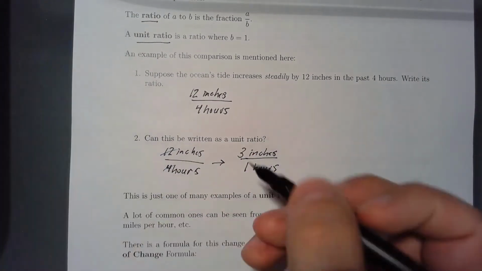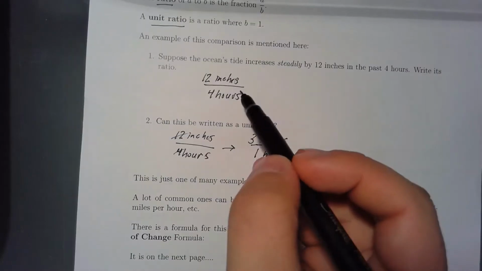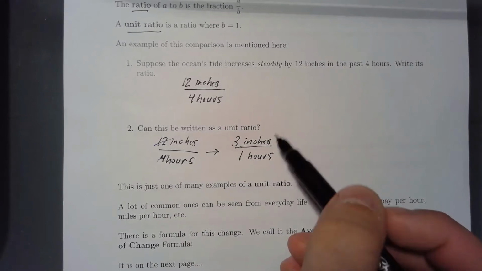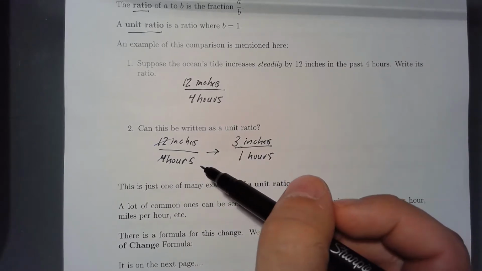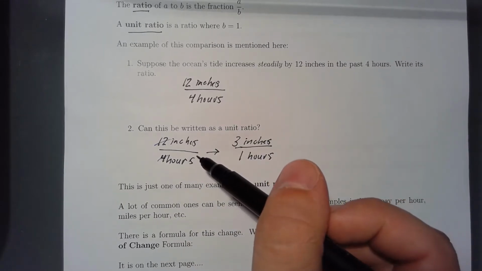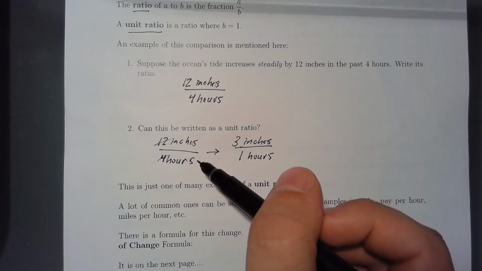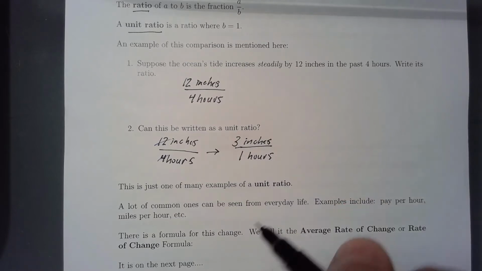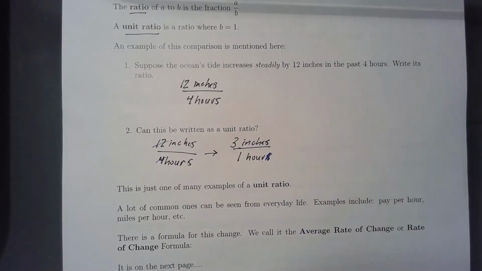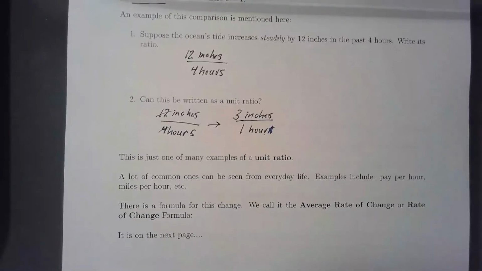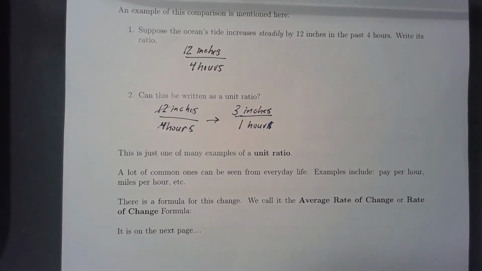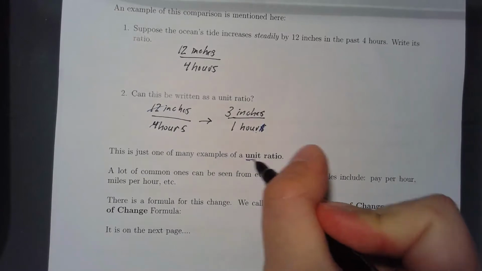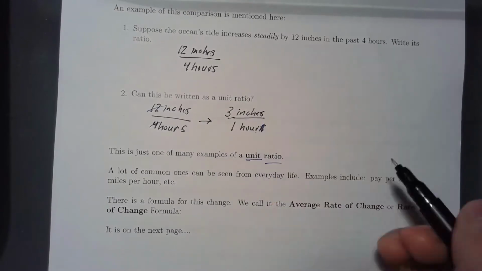So this ratio could be written as a unit ratio by just reducing the fraction. That's it. So in other words, the ocean's tide increases 12 inches for every 4 hours, or I could say it increases 3 inches for every 1 hour. I know I wrote plural, but you get the idea. There are many examples of unit ratios. This is just one of them.